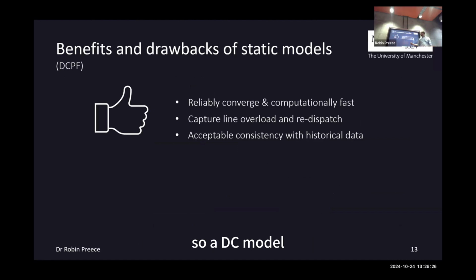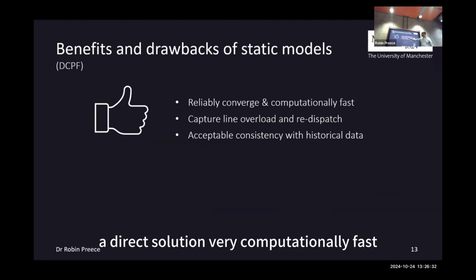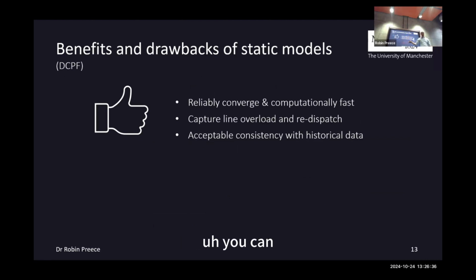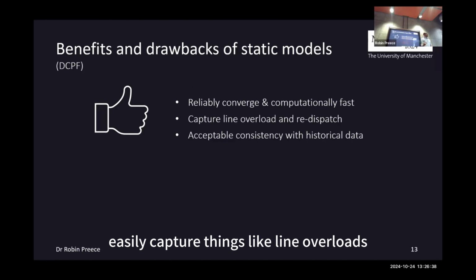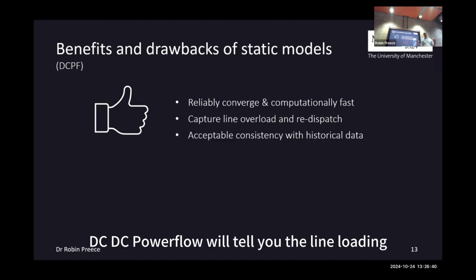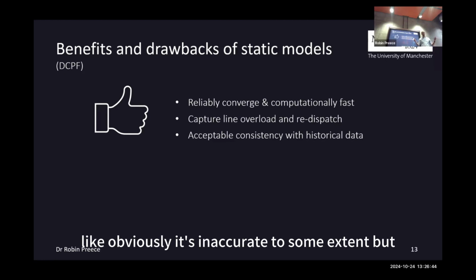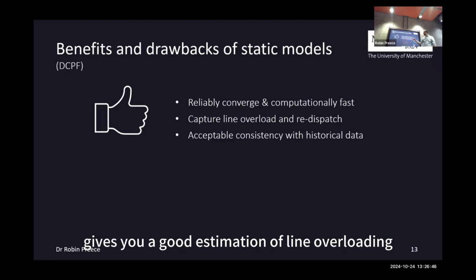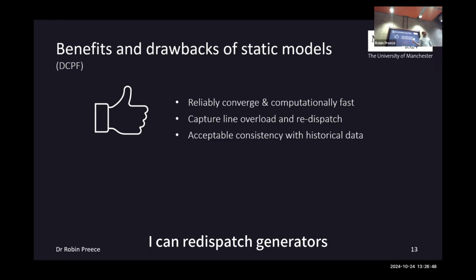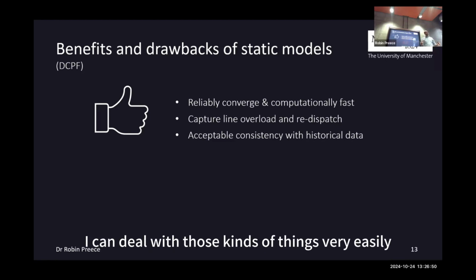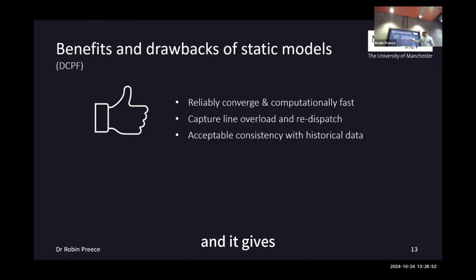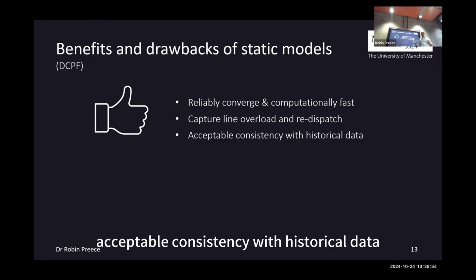So a DC model. So great, reliably converge. I say converge, it's not really converging, is it? It's just like a direct solution. Very computationally fast. You can easily capture things like line overloads. So it's great. DC power flow will tell you the line loading. Obviously it's inaccurate to some extent, but gives you a good estimation of line overloading. I can redispatch generators. I can deal with those kinds of things very easily. And it gives acceptable consistency with historical data.